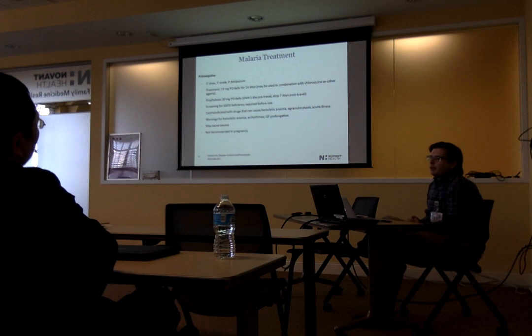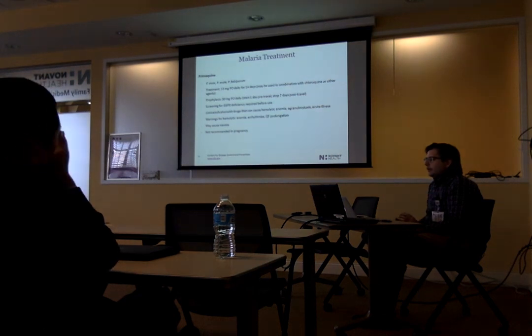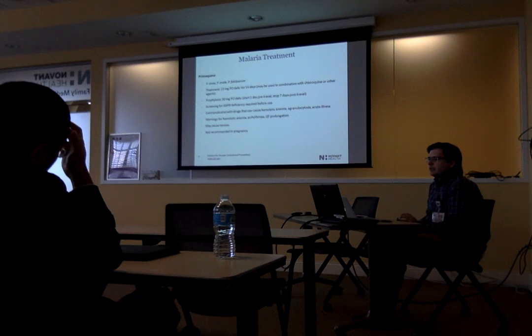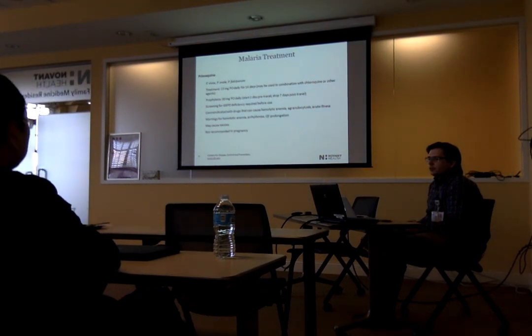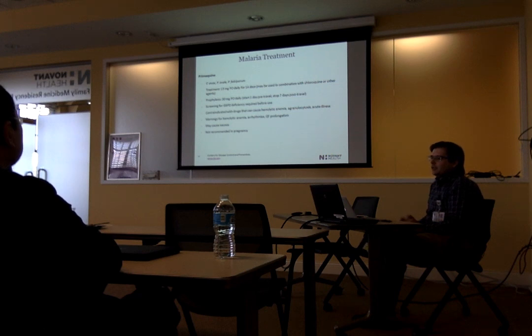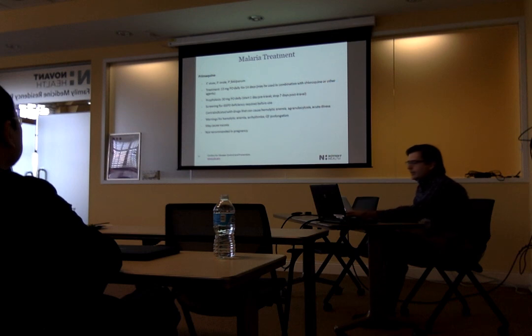And then primaquine, so this is indicated for Vivax, Ovale, and falciparum. Again, want to screen for G6PD deficiency here. Contraindicated with other drugs that can cause hemolytic anemia, agranulocytosis, and acute illness. Some side effects here: it can cause hemolytic anemia, arrhythmias, QT prolongation. So we start to see some similar things with some of these drugs. They are structurally similar, and this one is not recommended in pregnancy.